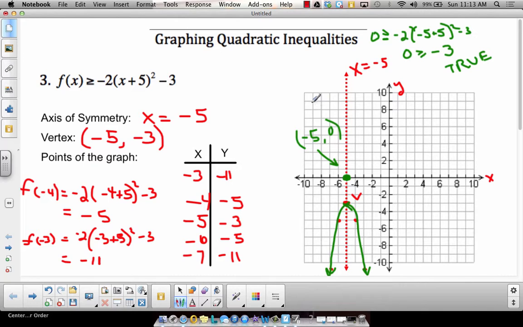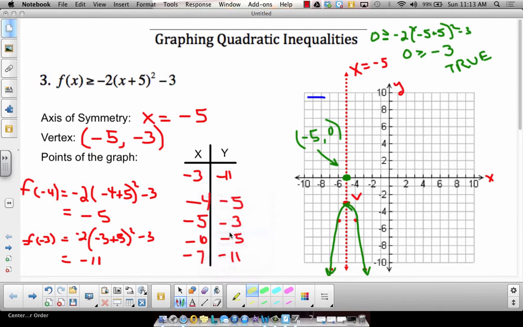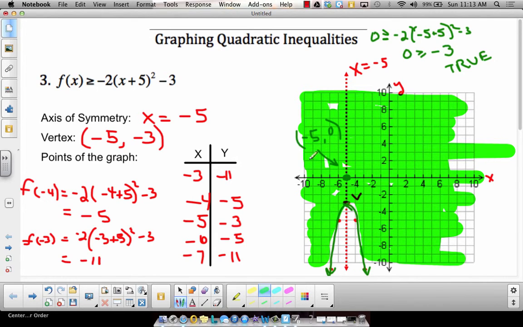So for my shading, let's use a magic pen just for kicks and see what happens. Okay, that's not a magic pen at all. So we'll use a highlighter, and we'll choose green. We shade the area that's true. That one went way beyond. So I'm shading all of this, trying to get close to the parabola, trying to fill in most of the spots. Good enough for government work.